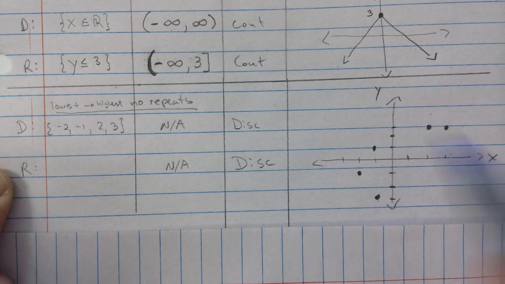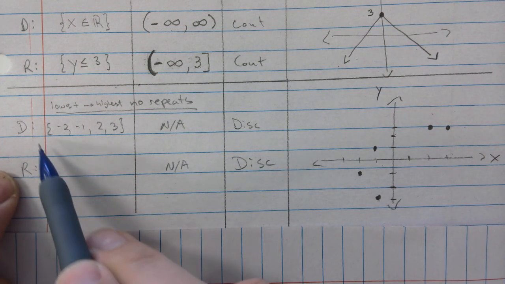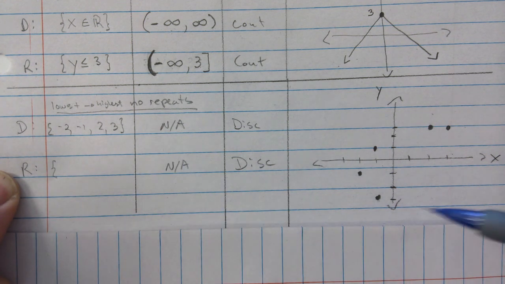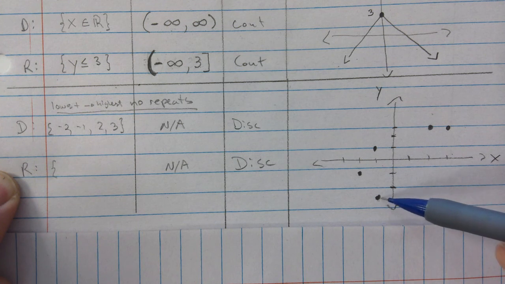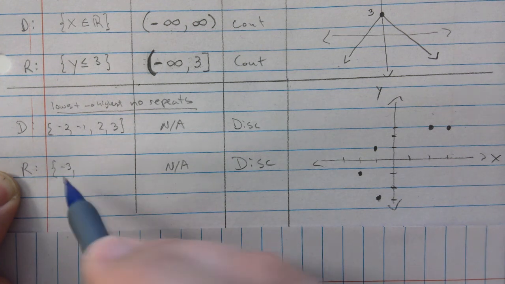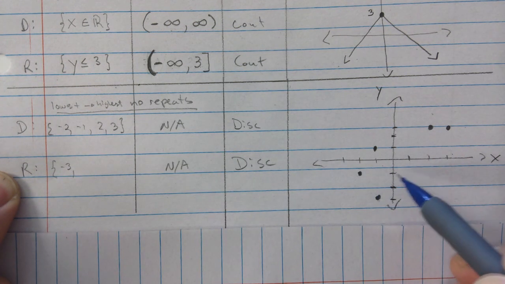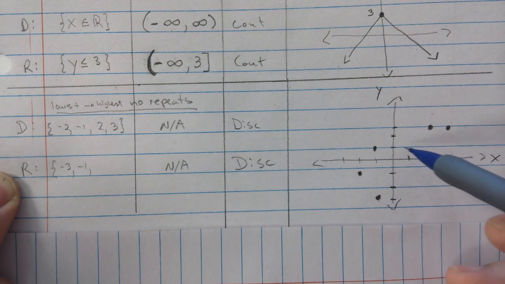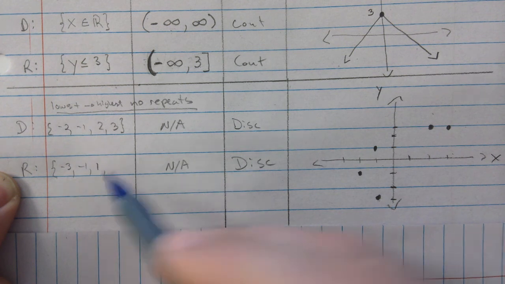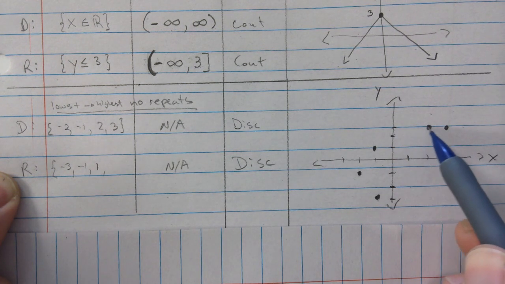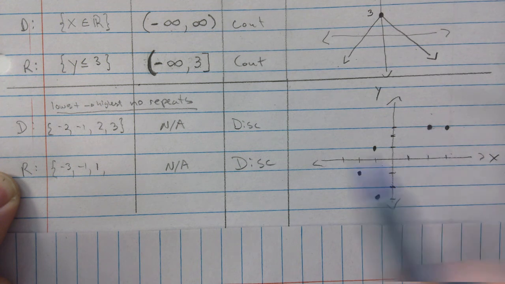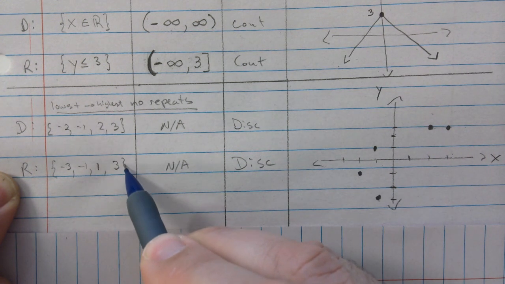That's for our input, our domain, our x values, and then we go to range. We go from the smallest, which is -3. Then we have one at -1 up here. And we have one at +1. And then we have one at 3, right? There are two entries, but we don't repeat it. Okay, that's it.